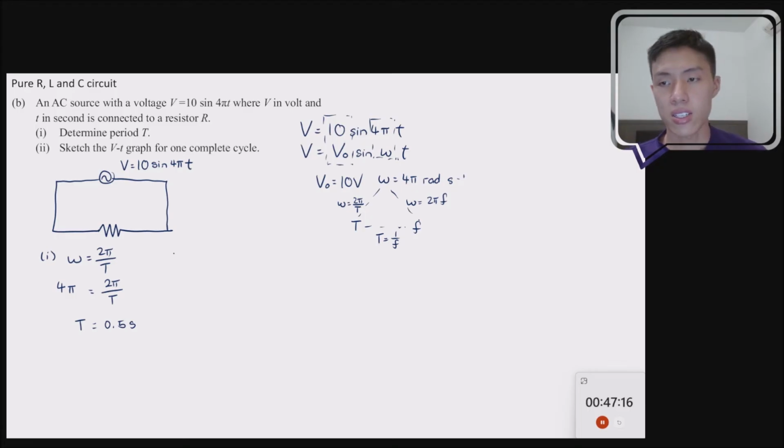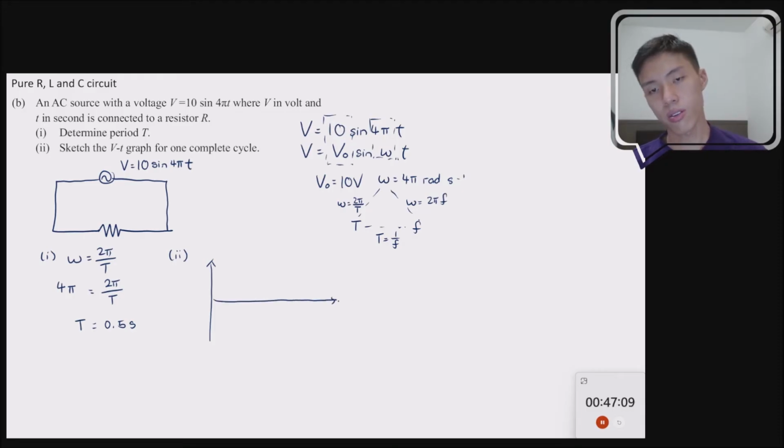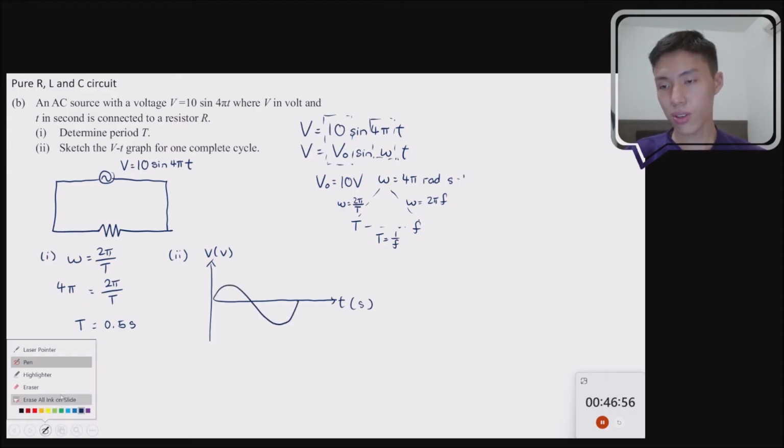Okay, next they ask you to sketch the V-t graph for one complete cycle. One complete cycle. So voltage against time. Your voltage is in volt. Your time is in second. They want one cycle, and this is a sine graph, right? So you draw one cycle only. Okay, not very good. It should have almost equal height.